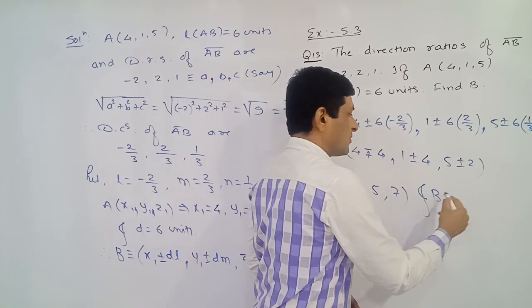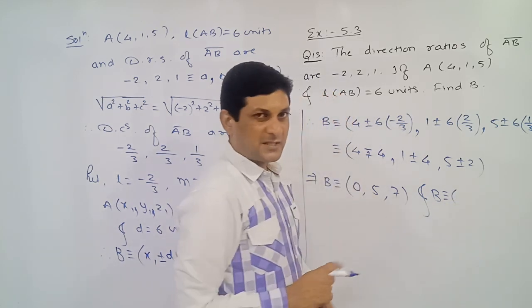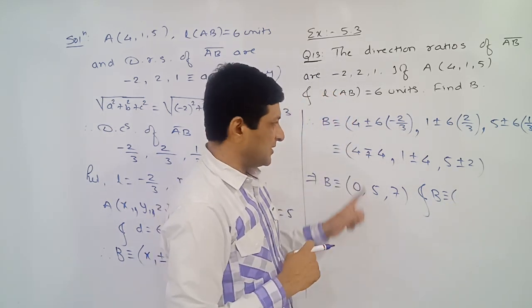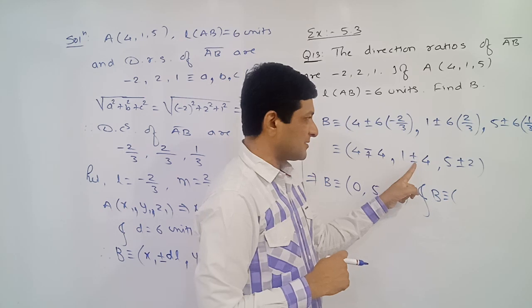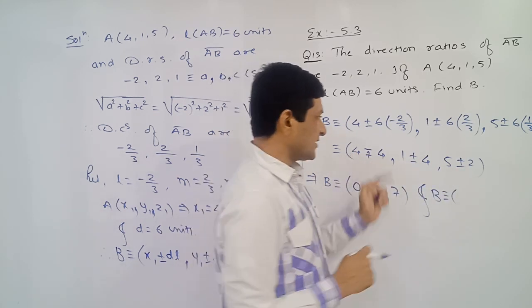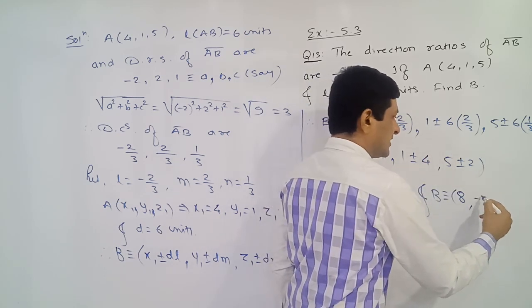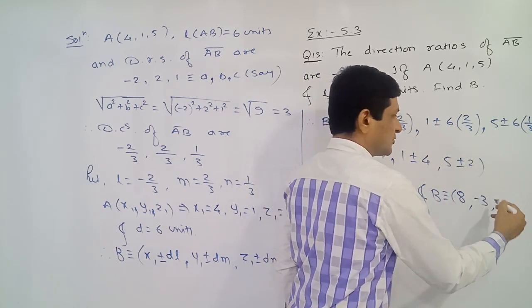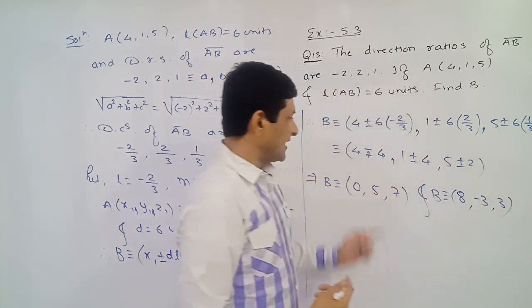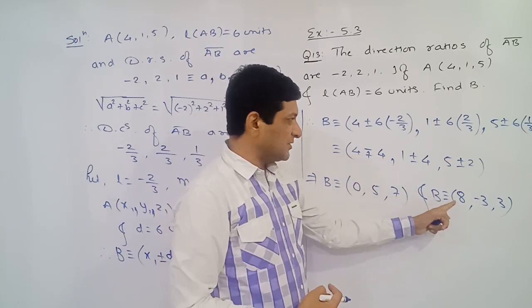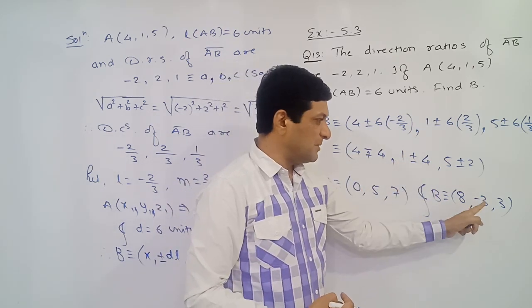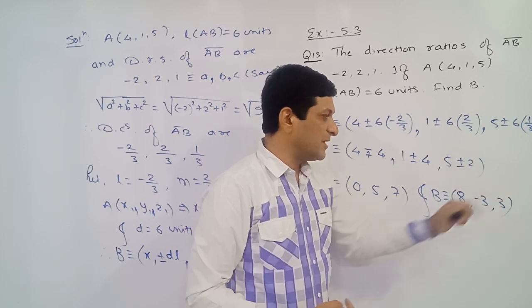And another coordinate of another point on the same line, which is at a distance of 6 units, will be equal to, here consider plus minus minus. So 4 plus 4 will be equal to 8. 1 minus 4 will be equal to minus 3, and 5 minus 2 will be equal to 3. So again check here, 4 plus 4 is 8, 1 minus 4 will be minus 3, and 5 minus 2 will be equal to 3.